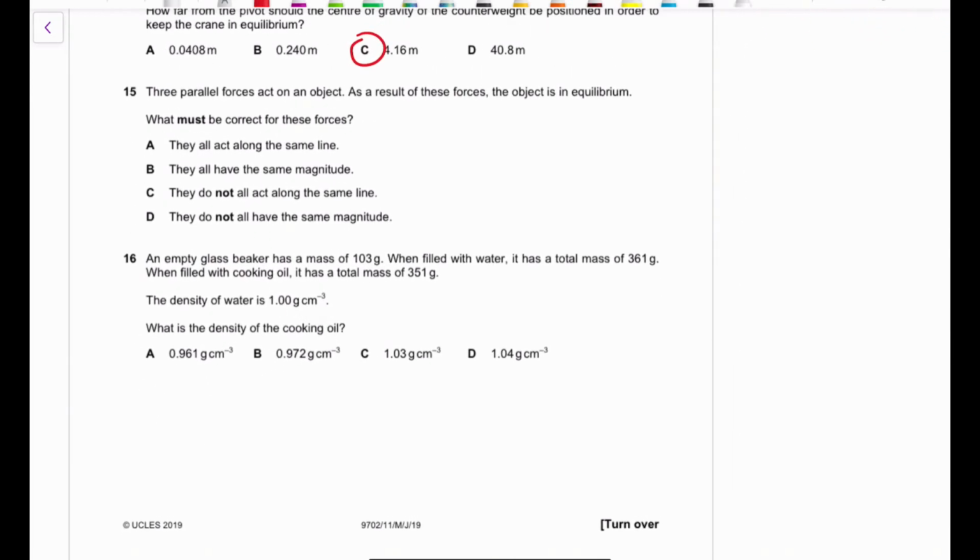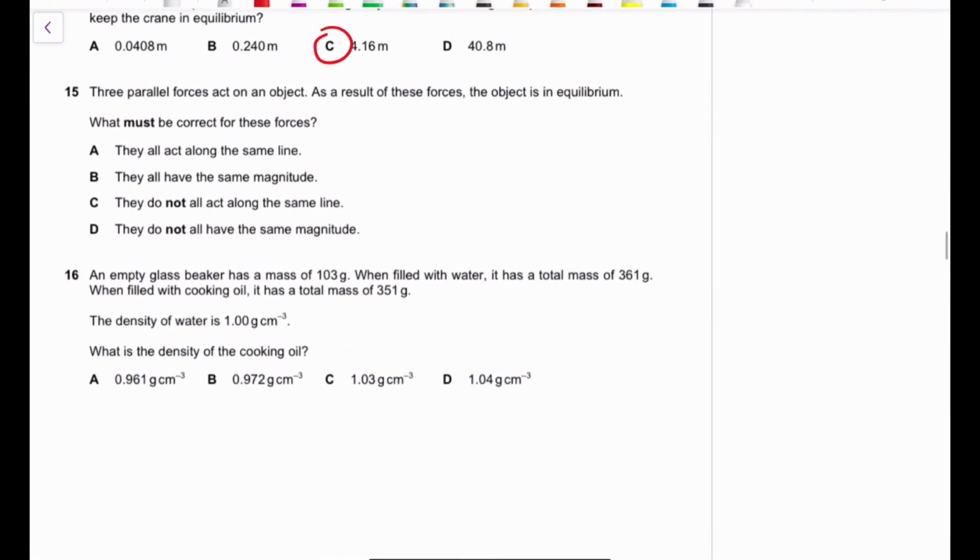Three parallel forces act on an object. As a result of these three forces, the object is in equilibrium. What must be correct for these forces? Let's look at this. They all act along the same line. How is this correct? How can three forces act along the same line and still give us an object that's in equilibrium? It doesn't make sense.